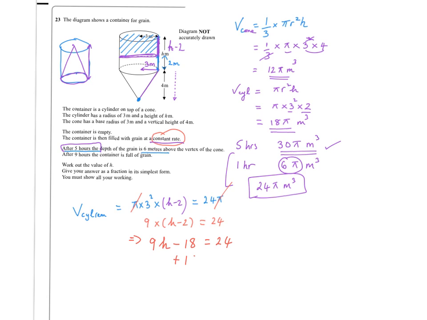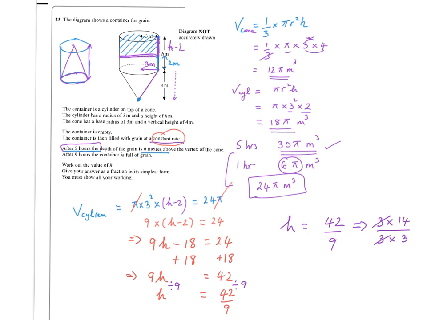So I then add 18 to both sides, and I would have 9h equals 42. So h would be 42 divided by 9, because I divide both sides by 9. I should have really put that in here. So if h is 42 over 9, then you can leave it at that, but you should know that 3 goes into 42 14 times, and 3 goes into 9 3 times.